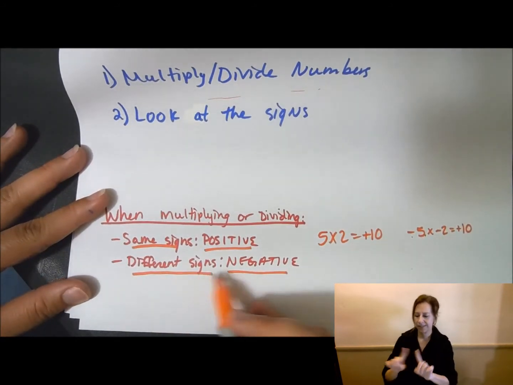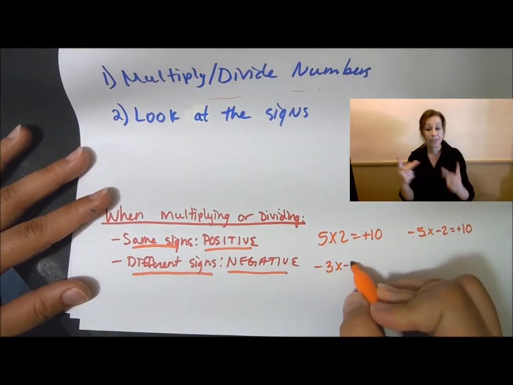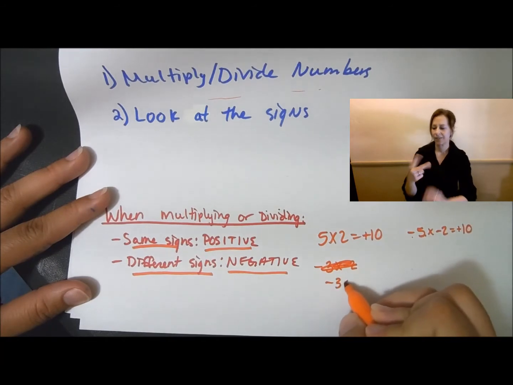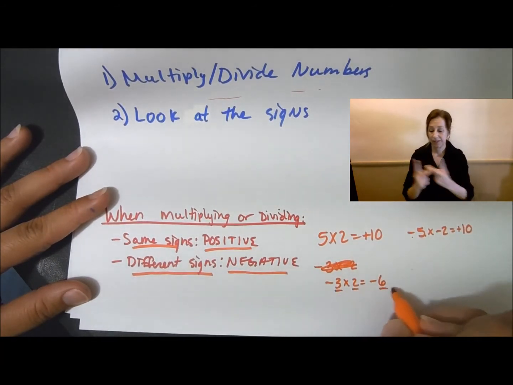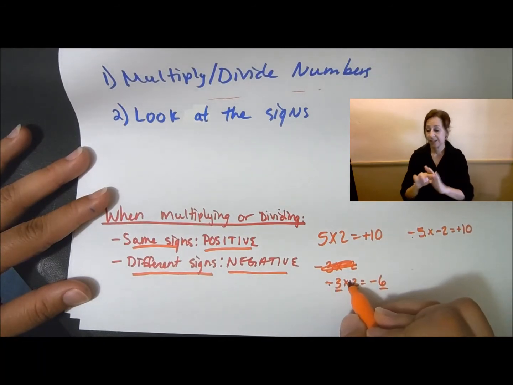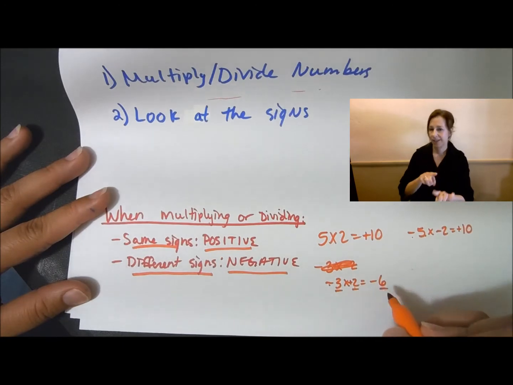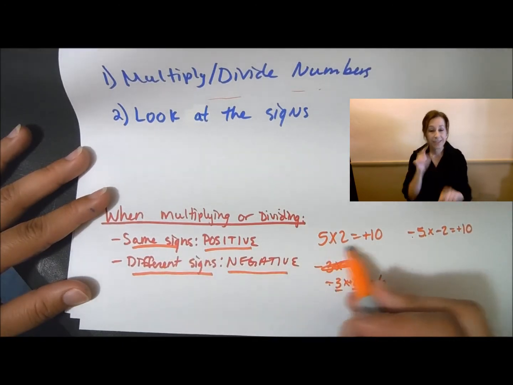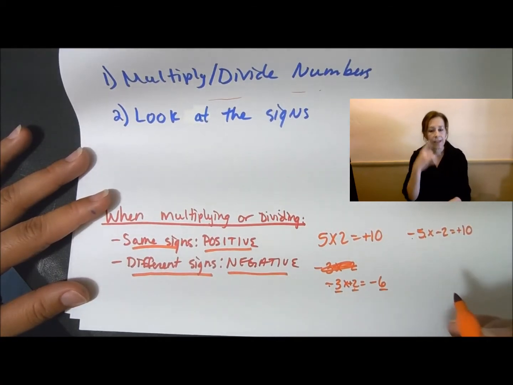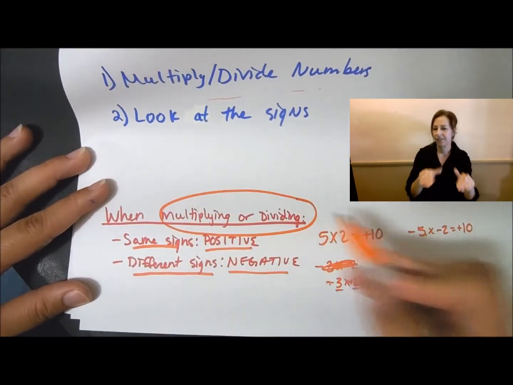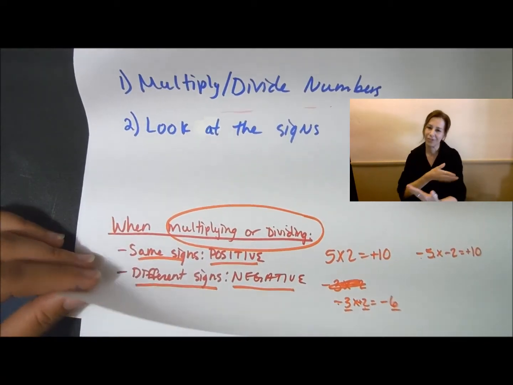Now let's look at the different signs. If they're different signs, my answer will always be negative. So if I have negative 3 times 2, that makes negative 6. 3 times 2 is 6. A negative times a positive is a negative. So if they're different signs, your answer will always be negative. If they're the same signs, your answer will always be positive. And this is for multiplying or dividing integers. All right, for adding and subtracting, use the song.